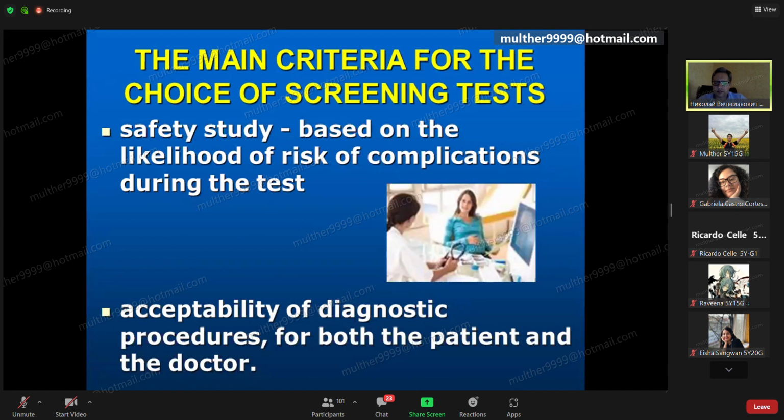One more criterion is safety of the study, which is based on the likelihood of risk of complications during any test, such as, for example, ultrasound examination for fetal disturbances, and acceptability of the diagnostic procedure, acceptability both for the patient and for the doctor.